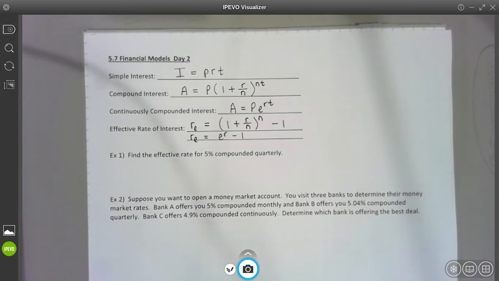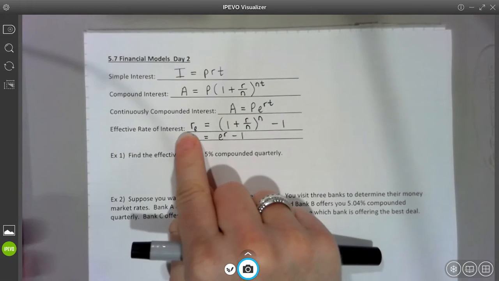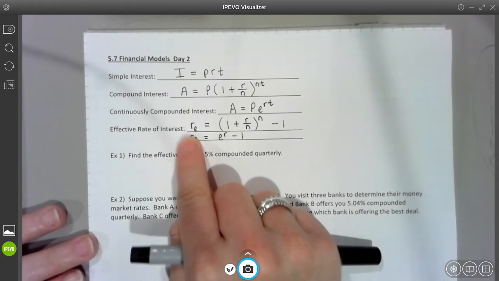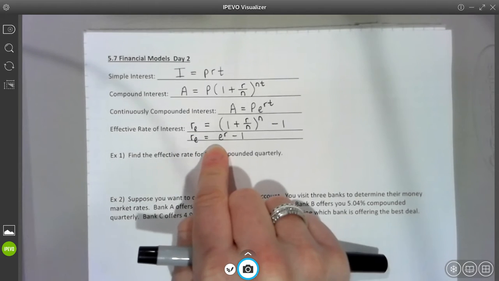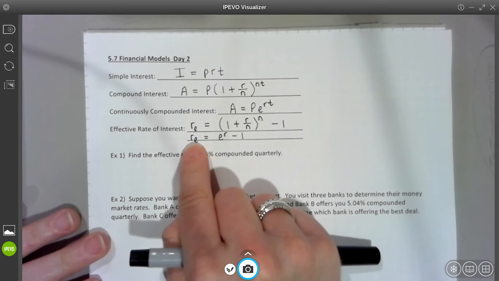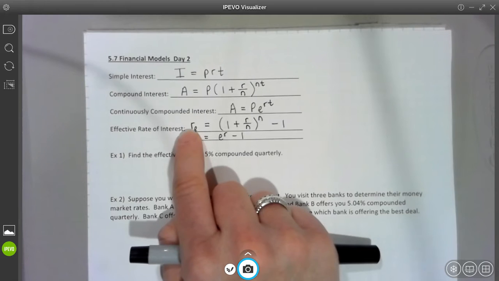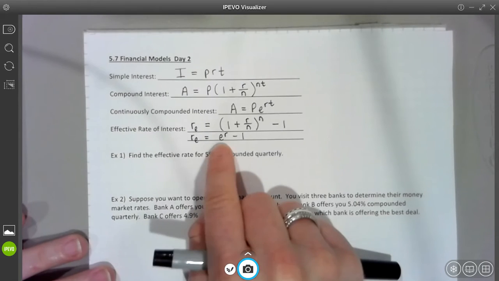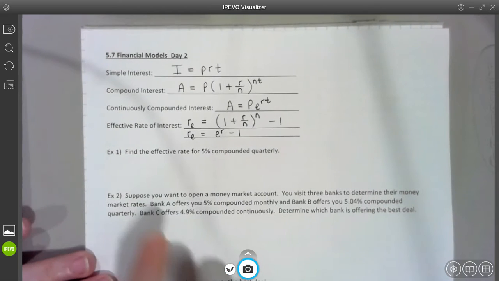So let's do one. You have an effective rate for when N is a tangible number, like weekly or monthly or daily. And then you have an effective rate for when the interest was continuously compounded, all right? And these guys, those aren't the number e's. These are just the effective rate. That's a subscript of E for the effective rate. But that's the number e over there. All right, so here we go.